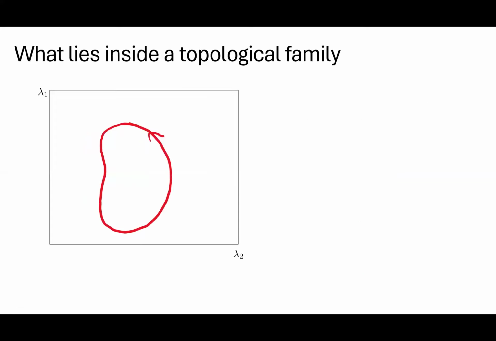But I want to emphasize that a diabolical critical point is not the only thing that could be inside a topological family. So there are different possibilities. Just as in the case of phase transitions, you can have first order or continuous transitions, there are also different possibilities that could happen in this high codimension case.